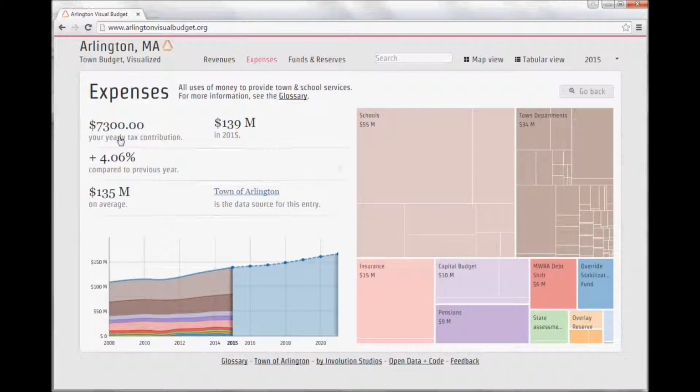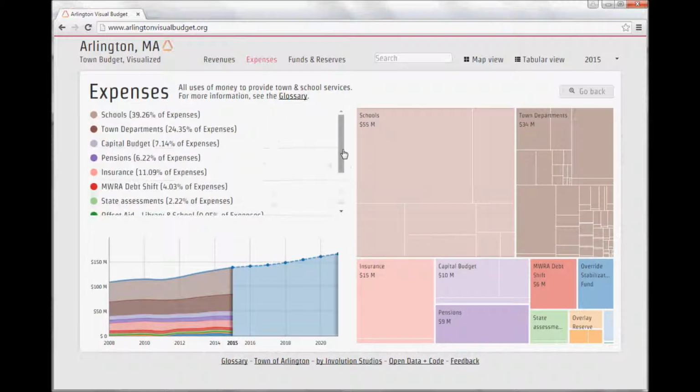Your own tax bill, the total budget, how much it increased from the previous year, and the original source of this data, which in this case are the budget documents on the town's website. In other cases, the source might be the school's website or the state's data bank. Visual Budget provides easy access to the raw data directly from its original sources. You can also see a table of these major budget segments showing the percentage of each in the total budget.